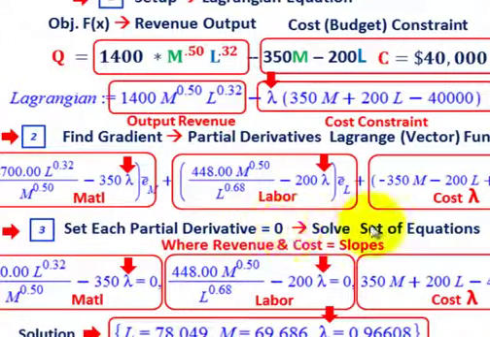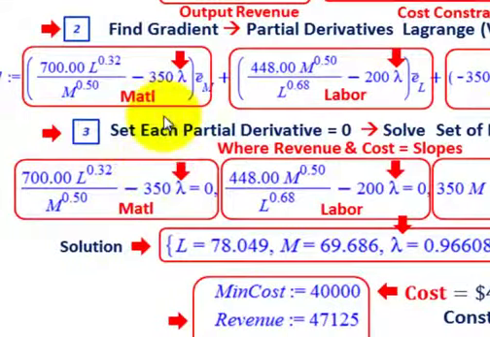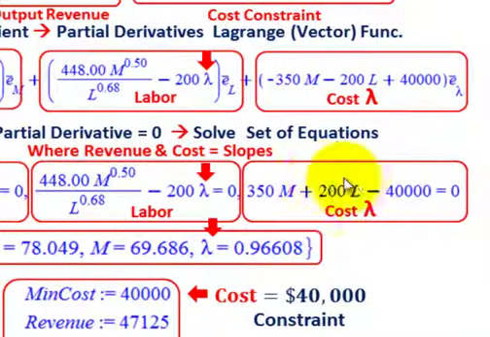The third thing we have to do is set each partial derivative equal to 0 and solve the set of equations. This is really where your revenue and your cost slopes are equal; that's why we can set it to 0. So we just take our partial derivatives, bring them down here for material, set them equal to 0, and for our labor, set it equal to 0. Remember, the Lagrangian multiplier is in there, and the same thing for your cost. Just set everything equal to 0.